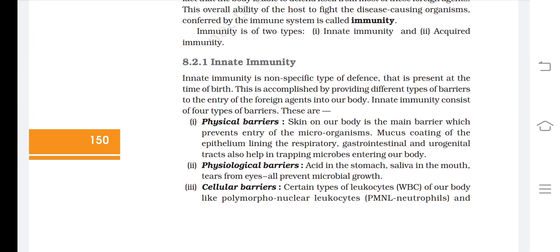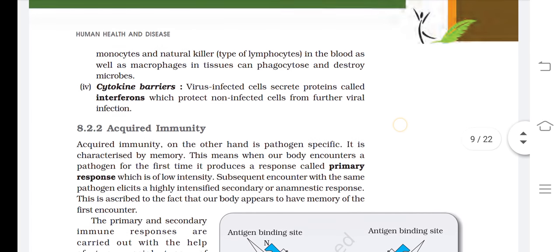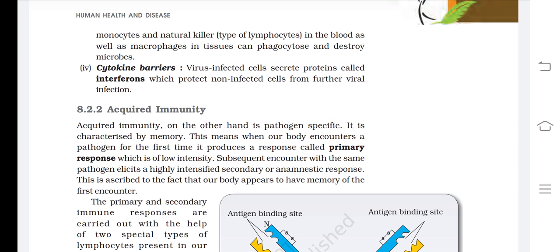Second, physiological barriers. Acid in the stomach, saliva in the mouth, and tears from eyes all prevent microbial growth. Third is cellular barriers. Certain types of leukocytes or WBC of our body, like polymorphonuclear leukocytes (PMNL-neutrophils) and monocytes, and natural killer type of lymphocytes in the blood, as well as macrophages in tissues, can phagocytose and destroy microbes. Fourth, cytokine barriers. Virus-infected cells secrete proteins called interferons, which protect non-infected cells from further viral infection.